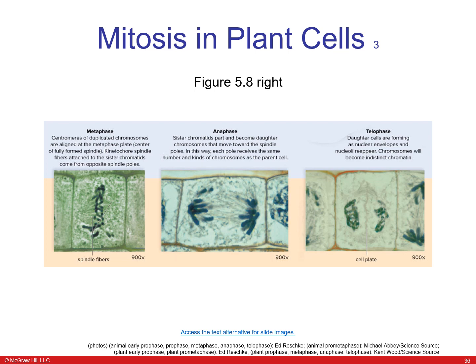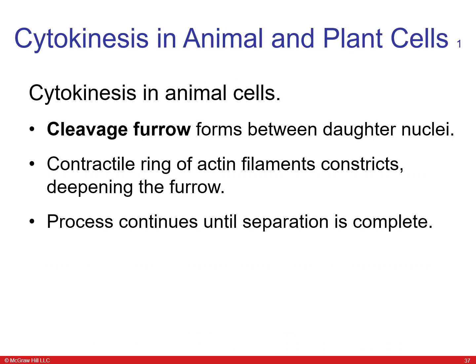And we have metaphase, anaphase, and telophase, just like in animal cells, so very similar. So cytokinesis in animal and plant cells. So cytokinesis in animal cells, a cleavage furrow forms between the two daughter nuclei. A contractile ring of actin filaments constricts, deepening the furrow, and the process occurs until separation is complete.